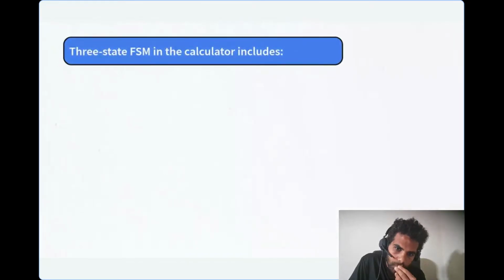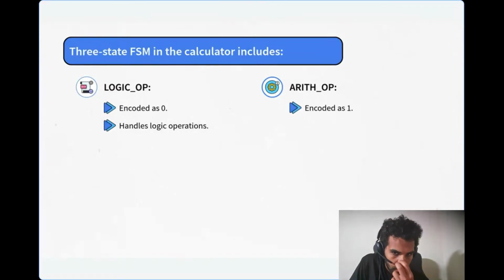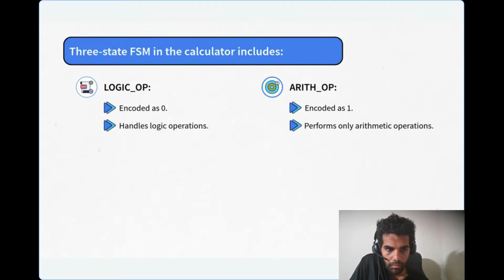For example, in our calculator, we can decide to define a simple finite state machine with 3 states. So we have the first state, logic OP. Logic operation is encoded as state 0. And in this state, we handle all logic operations. Then we have arithmetic OP, or arithmetic operation, encoded as state 1. Here we perform only arithmetic operations.